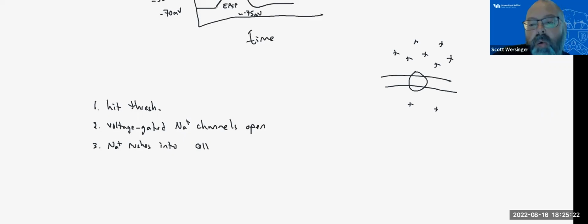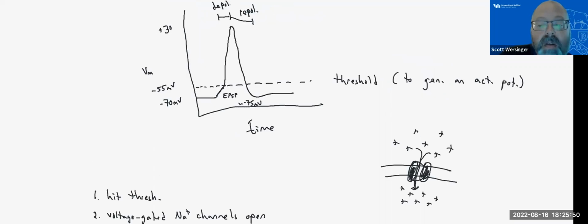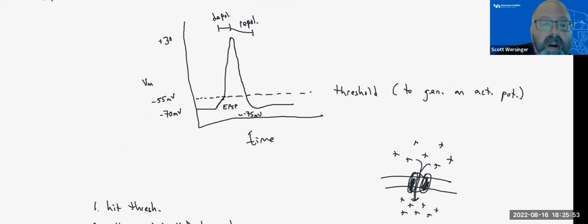When we hit threshold, it changes the shape of this, so this now opens up. I can't draw it real well here, sorry. When this opens up, these sodium ions flow down their concentration gradient into the cell. And so now I've got a whole bunch of positive charges flowing into the cell. That's going to depolarize my cell. So where my voltage gated sodium channels open up, sodium's going to flow into the cell.